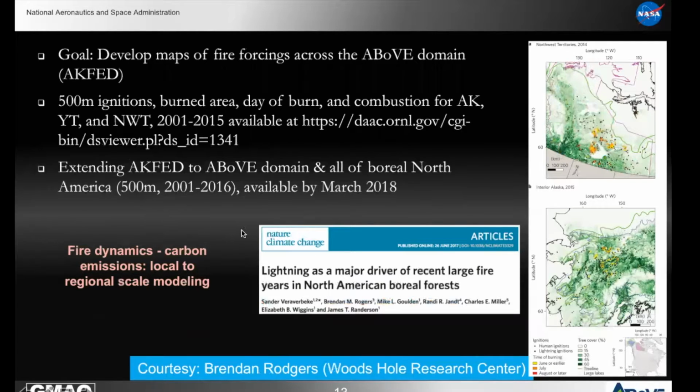This is another exciting project that is being led by Brendan Rogers from Woods Hole Research Center. Here the focus is more on fire dynamics and carbon emissions, and what the relations between them are. They recently had this paper come out in Nature Climate Change. As part of the ABoVE project, they are developing maps of fire forcing across the entire domain. They already have maps that are being hosted at the DAAC, ORNL, and they're planning to extend that to the entire ABoVE domain for a longer time period. So this is another cool project which goes from local to regional scale modeling applications, but then gets at the fire dynamics and carbon interaction question.